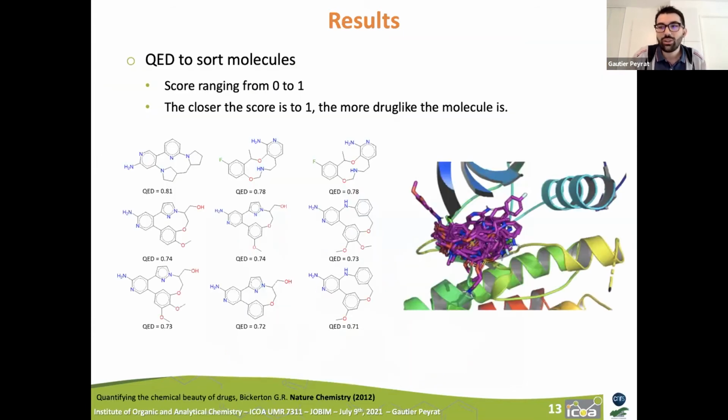And then I ordered the molecules according to their QED score. It is a score ranging from 0 to 1. The closer to 1, the more drug-like the molecule. So you can see here the 2D structures of the 9 best molecules. And on the right, you can see the 3D structures of the 153 inhibitors, all superimposed.